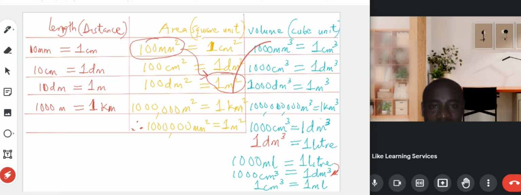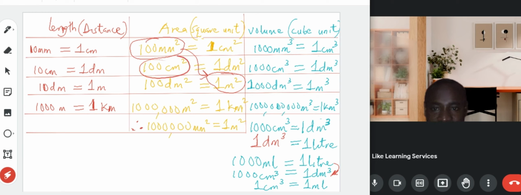We can apply all of those principles here too. From millimeter cube to meter cube, you have 1,000, 1,000, 1,000. That's 1 billion. So 1 billion millimeter cube will give us 1 meter cube.